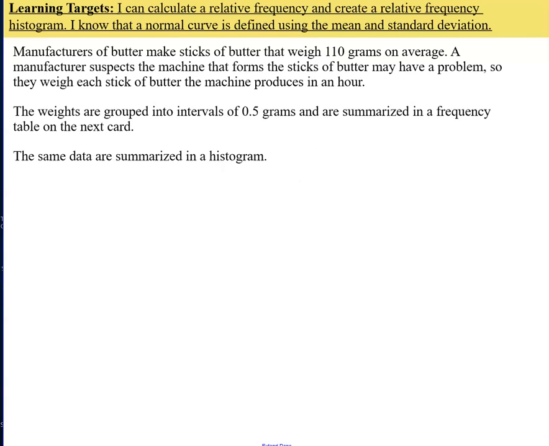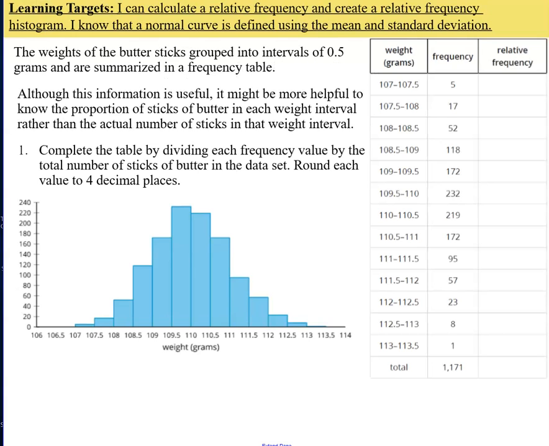And so we're talking about manufacturers of butter. They make sticks of butter that weigh 110 grams on average. Manufacturer suspects the machine that forms the sticks of butter may have a problem, and so they weigh each stick of butter the machine produces in an hour. The weights are grouped into intervals of 0.5 grams and are summarized in a frequency table on the next card. And you'll see that same data summarized also in a histogram.